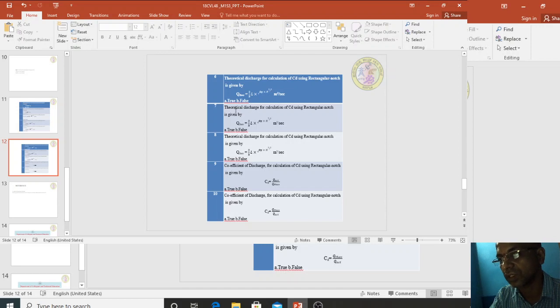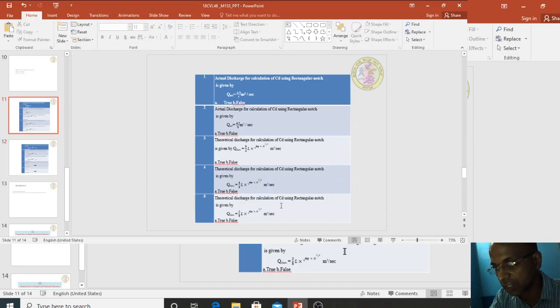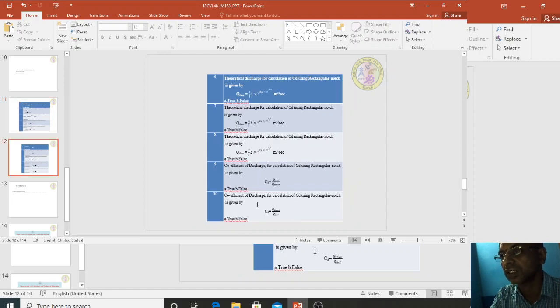Next, the fifth one: theoretical discharge for CD is given as 2 by 5 L into root of 2G H whole to the power 3 by 2. It is also false, 2 by 5 is there. Next, the theoretical discharge for the rectangular notch is given by 2/3 of L into root of 2G H whole to the power of 5 by 2. That is 2 by 3 here, but the power of 5 by 2 is there, so it is also false. And next, Q theoretical is 2/3 of L root 2G, with H whole to the power of 7 by 2, that is also false.